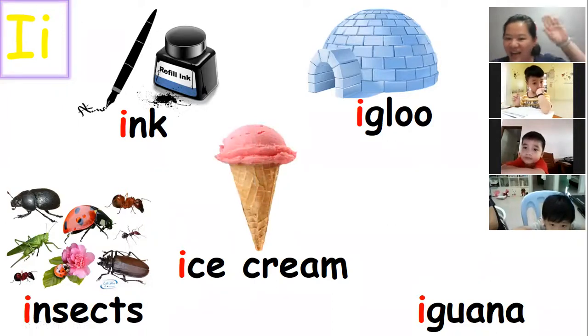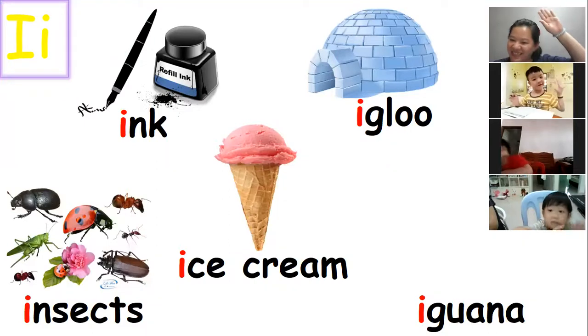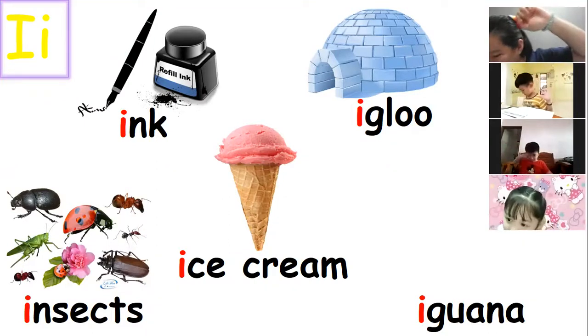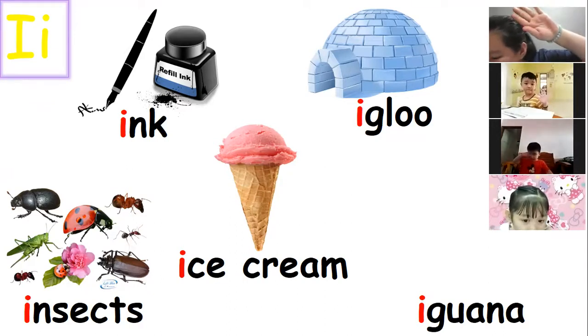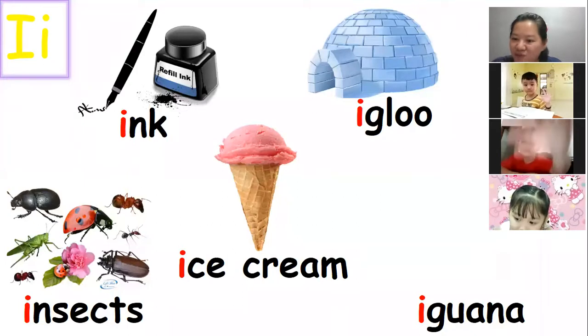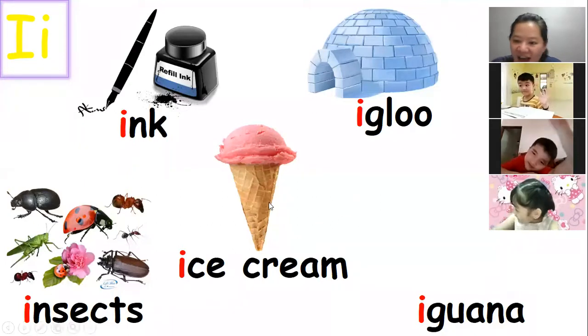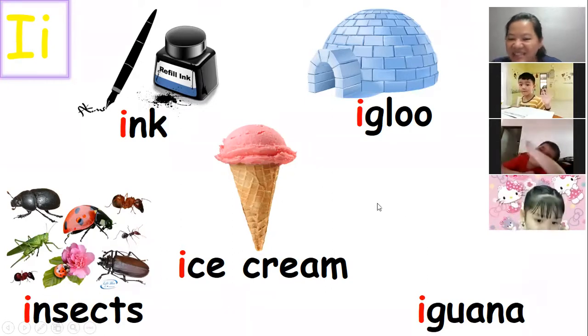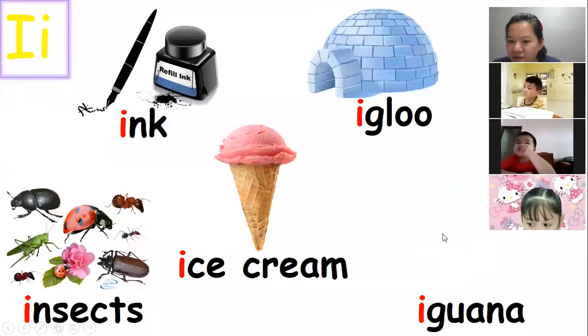Who likes to eat ice cream? Who wants ice cream? Eugene wants to eat ice cream. Oh, Terrence also wants to eat ice cream. Iyang also wants to eat ice cream. Everybody likes ice cream. Ice cream. And the last one.